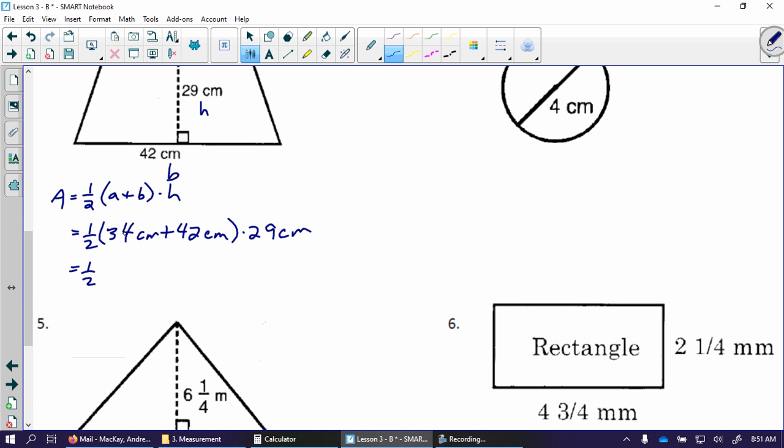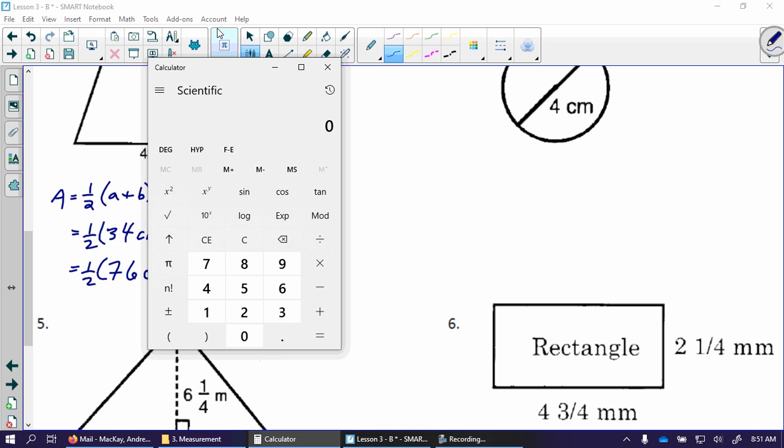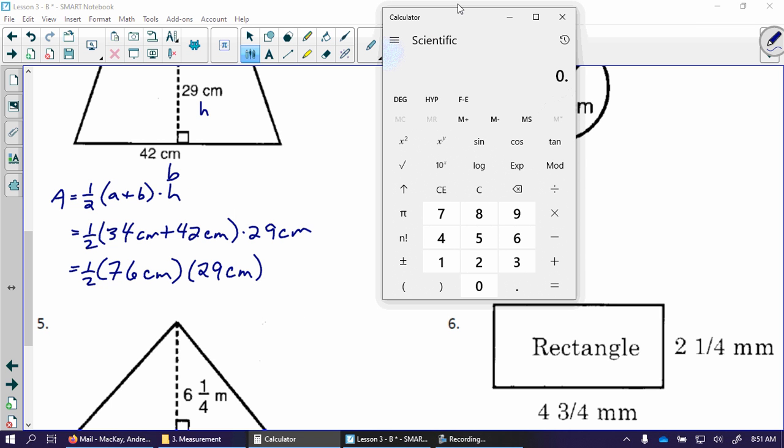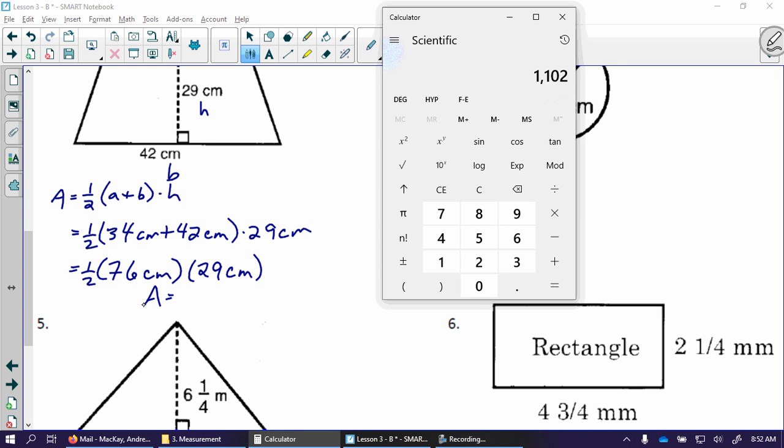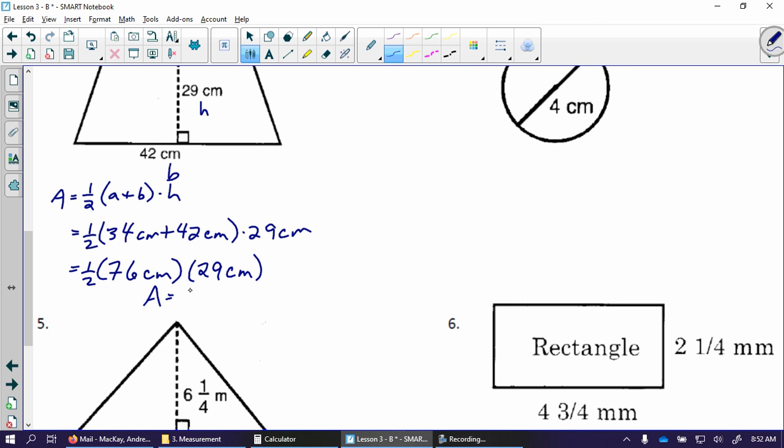Equals a half. 34 and 42 is 76. 30 and 40 are 70, yeah, 76 centimeters times 29 centimeters. A half as a decimal is 0.5. So I'm going to multiply 0.5 times 76 times 29 equals, and this trapezoid has an area of 1,102 square centimeters.